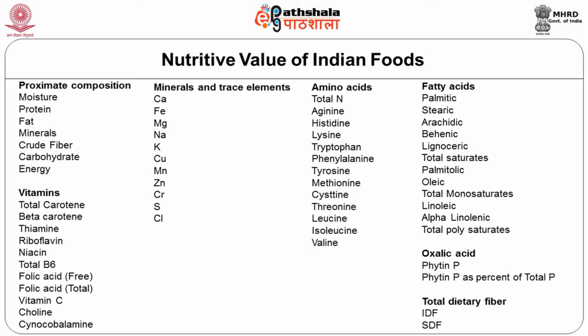So, what are the various nutrients available? Proximate composition: moisture, protein, fat, minerals, crude fiber, carbohydrate, energy, and the vitamins, both water soluble and fat soluble, and minerals like calcium, iron, magnesium, sodium, potassium, copper, manganese, zinc, chromium, sulfur, chlorine, and various amino acids and various fatty acids, both essential and non-essential fatty acids, and the non-nutrients like oxalic acid, phytic acid, and also a very important component which has been recently generated, the total dietary fiber, both insoluble dietary fiber and soluble dietary fiber.